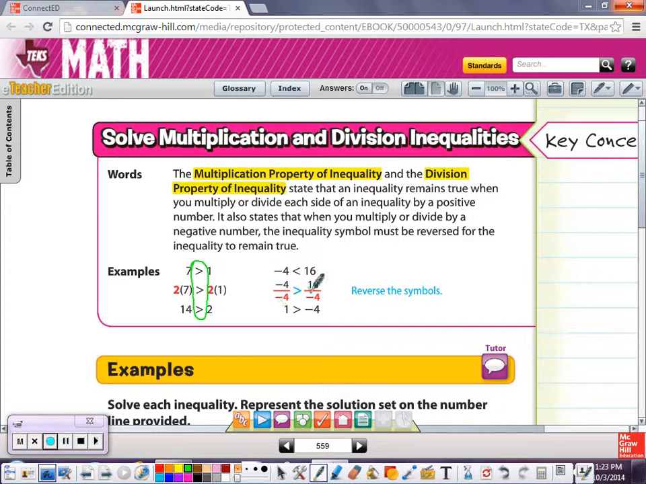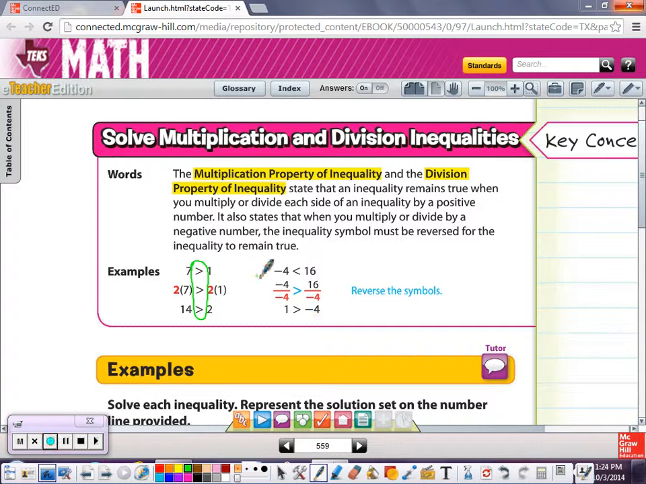Now, whenever you end up multiplying or dividing by a negative number, when you're dealing with inequalities, you're going to cause the inequality symbol to flip direction. So here, we have negative 4 is less than negative 16. That is a true statement. Here they divided both sides by negative 4. Negative 4 goes into negative 4 one whole time. 16 divided by negative 4 is a negative 4.